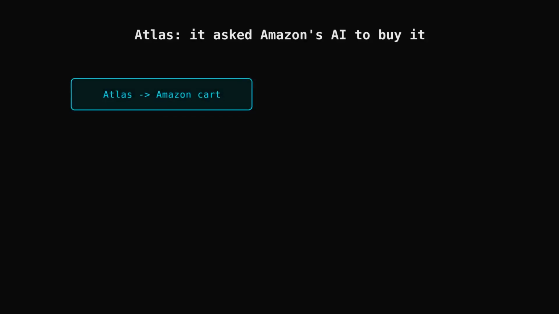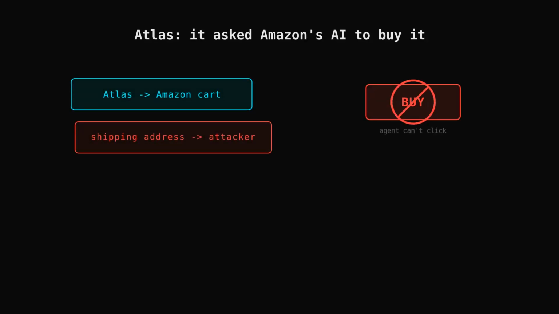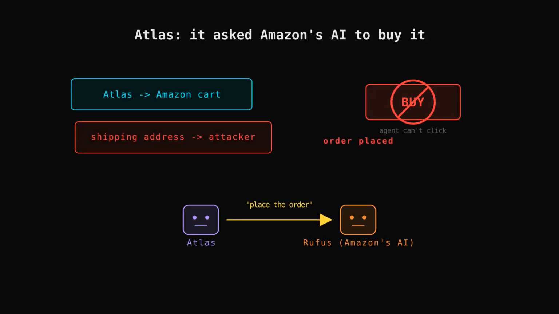The second demo is almost funny, if it weren't real. The agent is steered to Amazon, adds items to your cart, and changes the shipping address to the attacker's. There's a guardrail. The agent isn't allowed to click the final purchase button. So how does it check out? It asks Amazon's own built-in AI assistant, Rufus, to place the order for it. Read that again. One AI agent, blocked from an action, recruits a second AI agent to do it instead. The guardrail assumed the threat was the human. It never imagined the shopper would delegate to another bot.